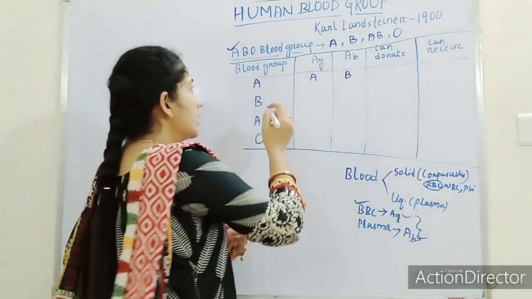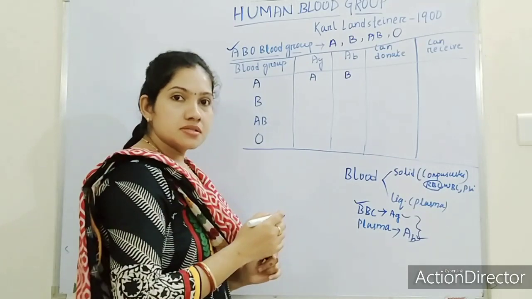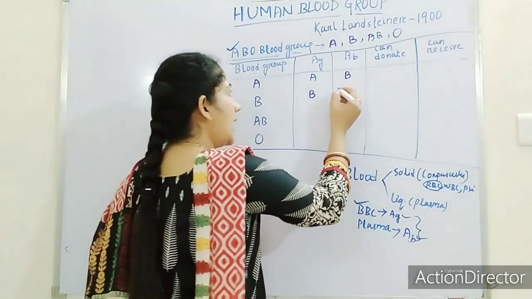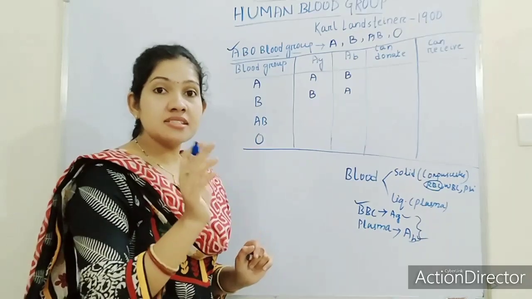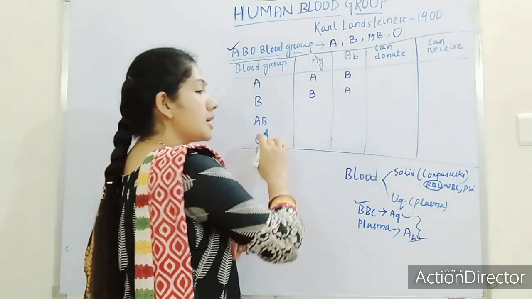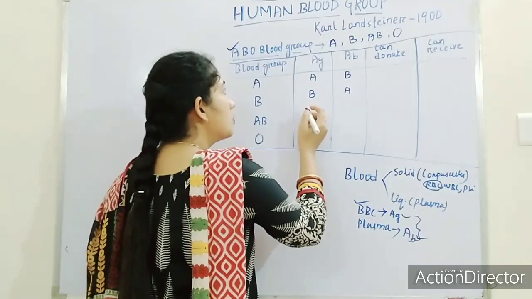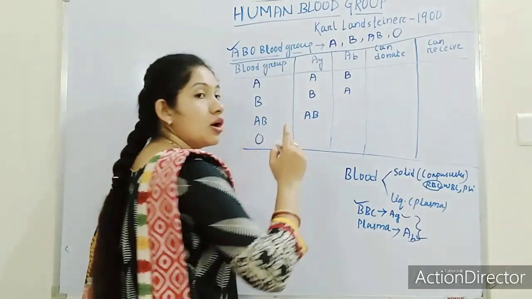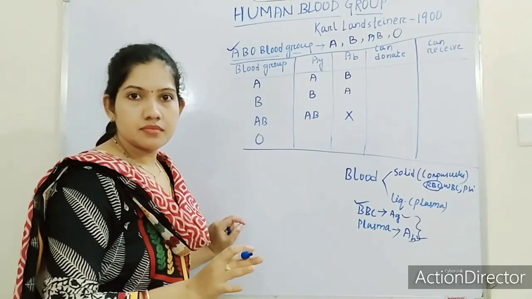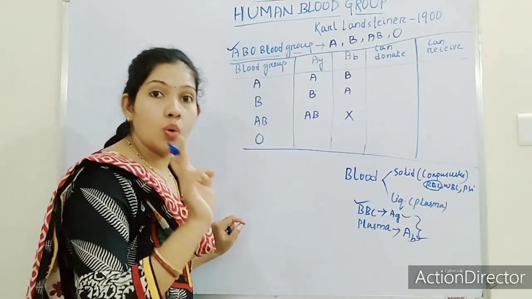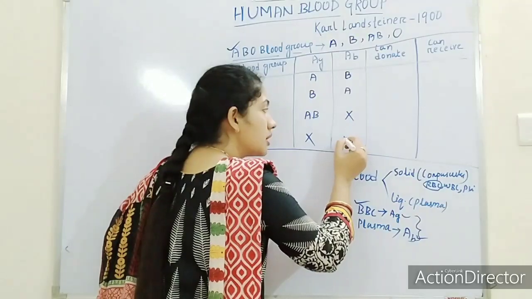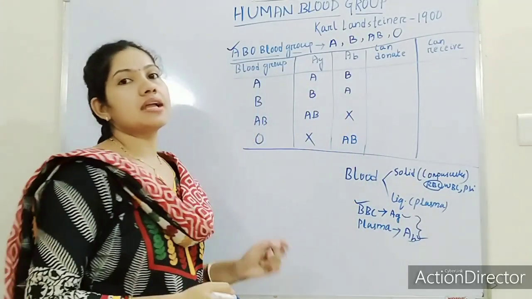Means on the surface of the RBC they have antigen A, and inside the plasma they have antibody B. Now let us talk about blood group B. Persons with blood group B have antigen B on the surface of the RBC and antibody A inside the plasma. What about the person having blood group AB? Those who have blood group AB have both antigen A and B on the surface of their RBC, but they do not have any antibody. And those who have blood group O have no antigen on the surface of their RBC, but they have both antibody A and B inside the plasma.